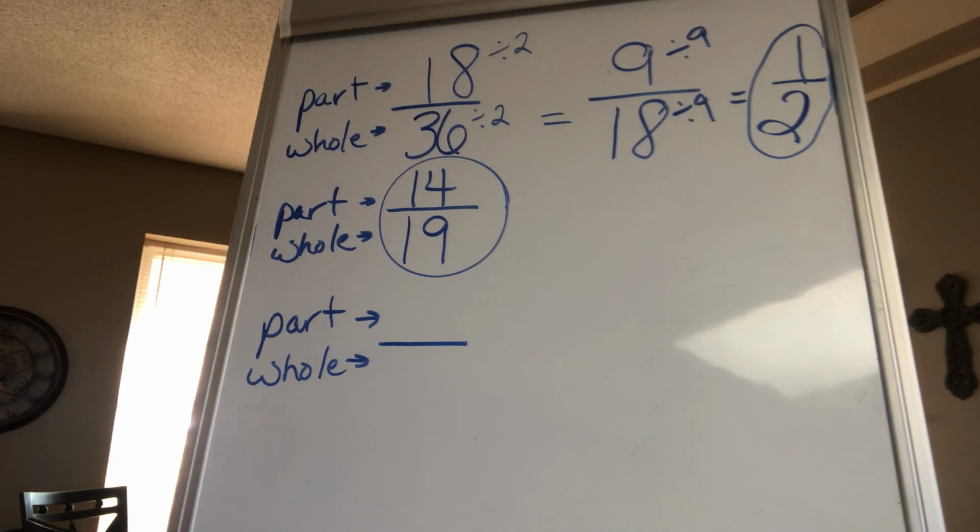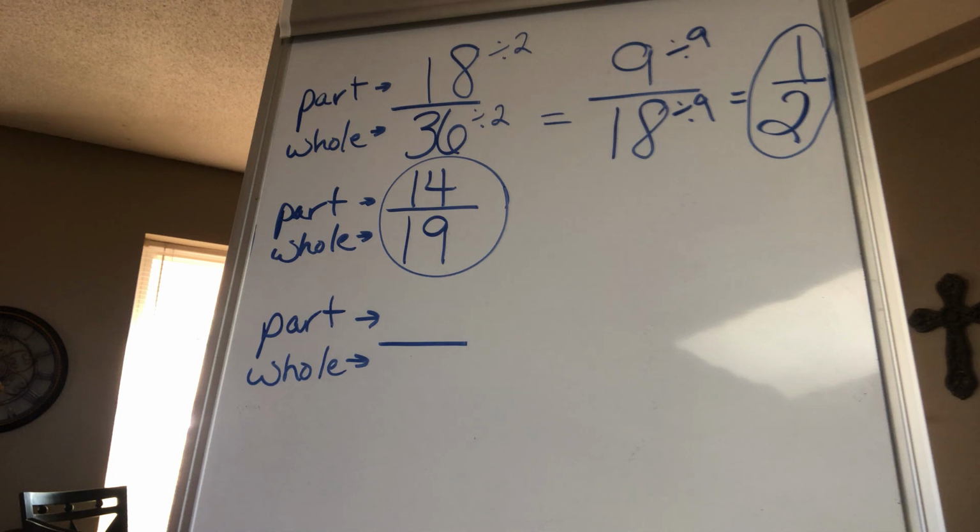Number 3 says, Paula baked 2 batches of chocolate chip cookies. She used 3 cups of flour for the first batch of cookies and 2 cups for the second batch. What fraction of flour was used to make the first batch of cookies?